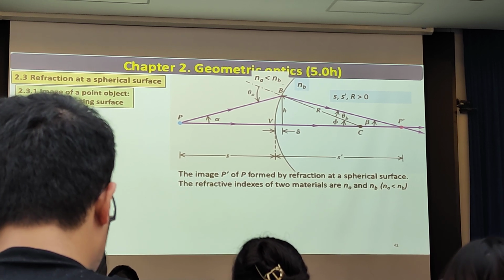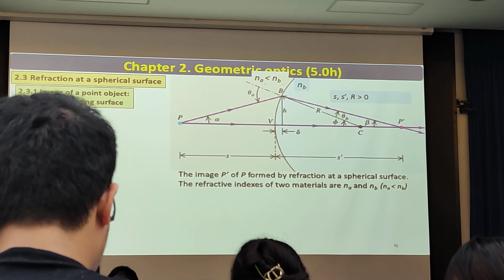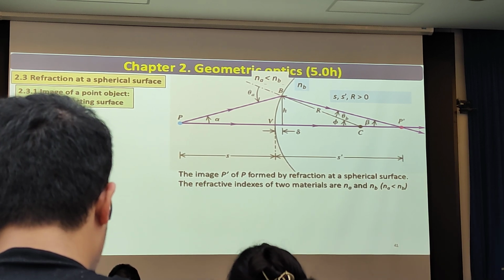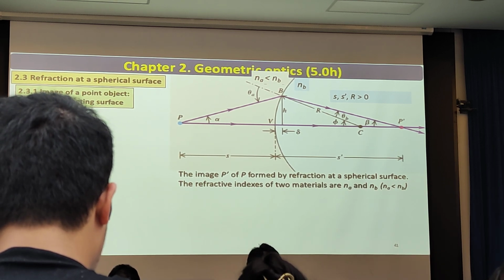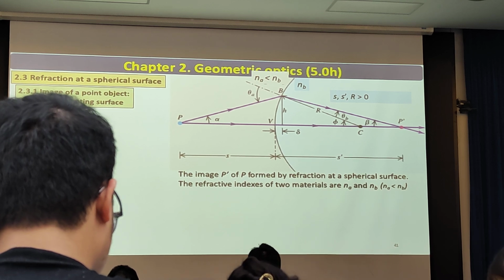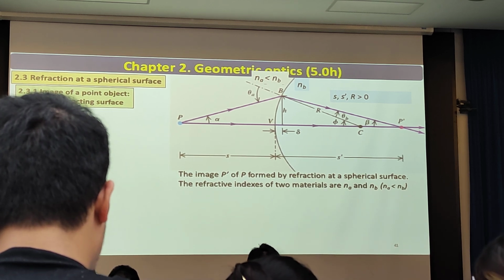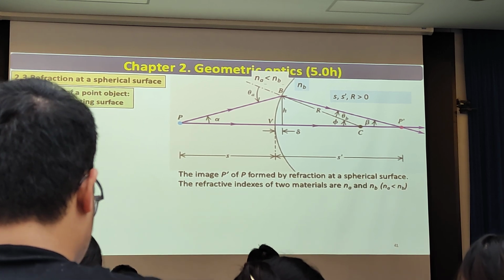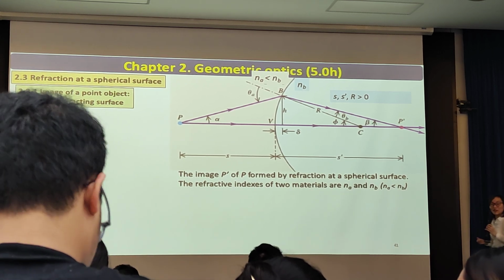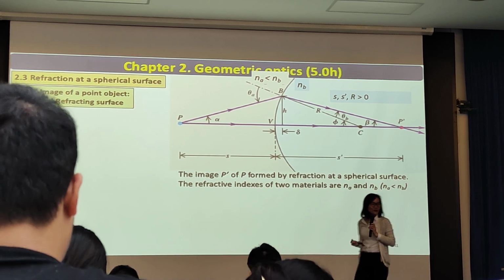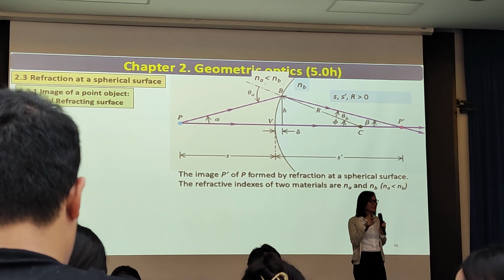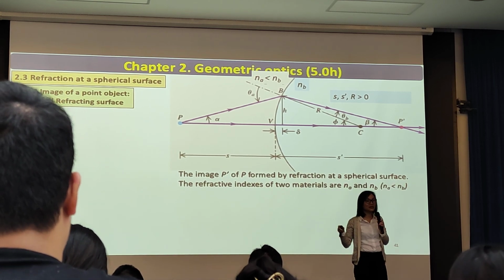Because we want to draw the refracting ray, we need the normal line, and then we use which law in order to find the refracting ray? Which law? What is the name of the law we studied last time? Snell's law, right? The Dutch scientist Snell, S-N-E-L-L, Snell's law, showing that NA times sine theta A equals NB times sine theta B.